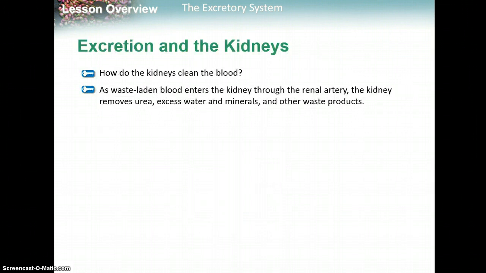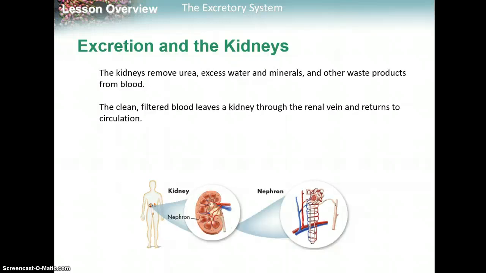So now we're going to get into how exactly the kidneys function here. We're going to go through basic detail. There's much greater detail we can go through, but we're going to keep it at the basic details we need for the kidneys. The kidneys remove urea, excess water and minerals and other waste products. The clean filtered blood then leaves the kidneys through the renal vein and returns for circulation to the rest of your body, while the waste you would pee out.